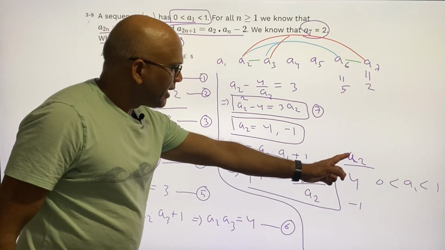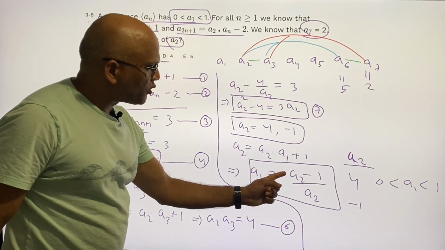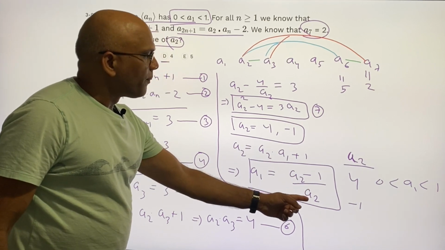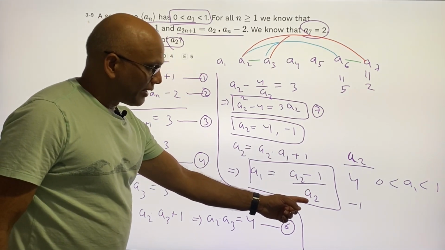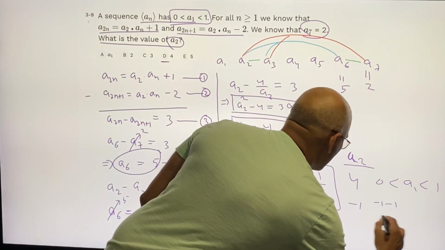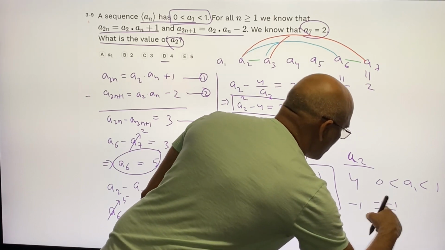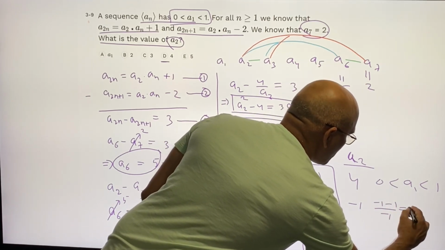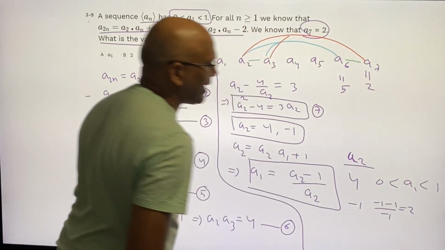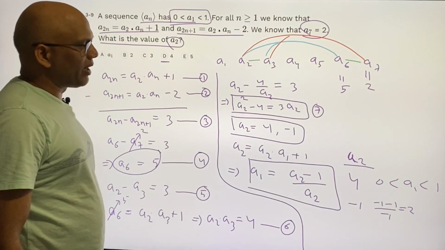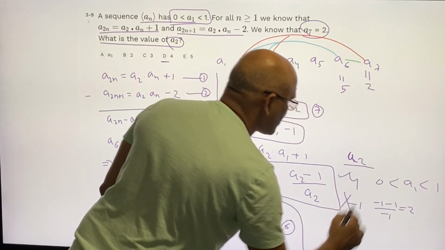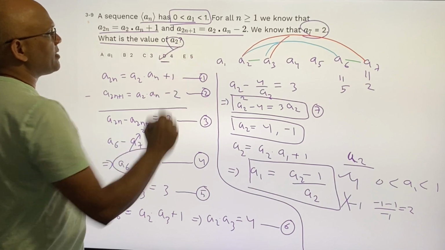However, if a2 is minus 1, so this is going to be minus 2 by minus 1, so this is going to be 2. So this is going to go beyond. a1 is not going to be less than 1, it's actually greater than 1, so then -1 is not going to work. 4 is the correct choice, then D is the correct choice.